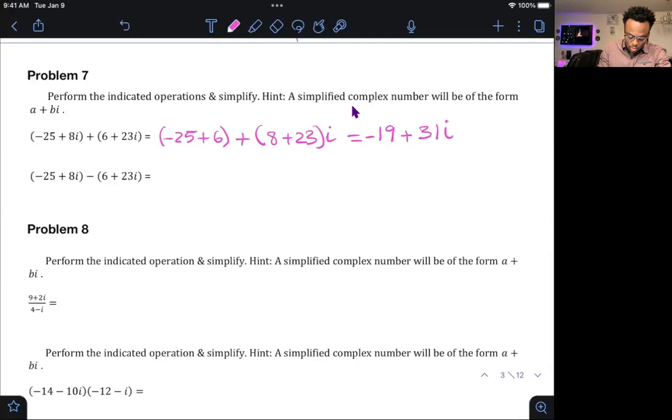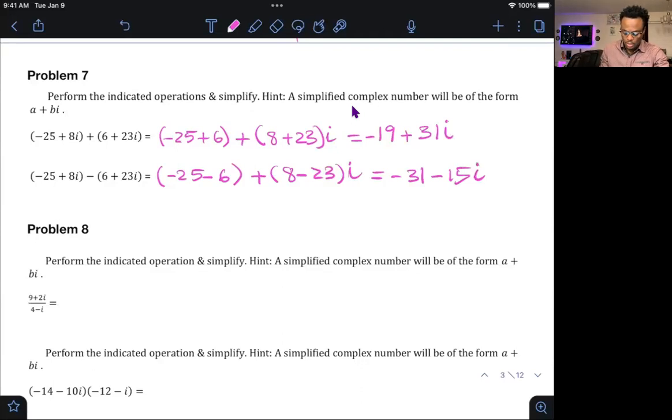The second problem this time is subtraction. So we will take the terms independent of i. So that is negative 25 minus 6, plus 8 minus 23i. Combine the terms, so that's negative 31 minus 15i.